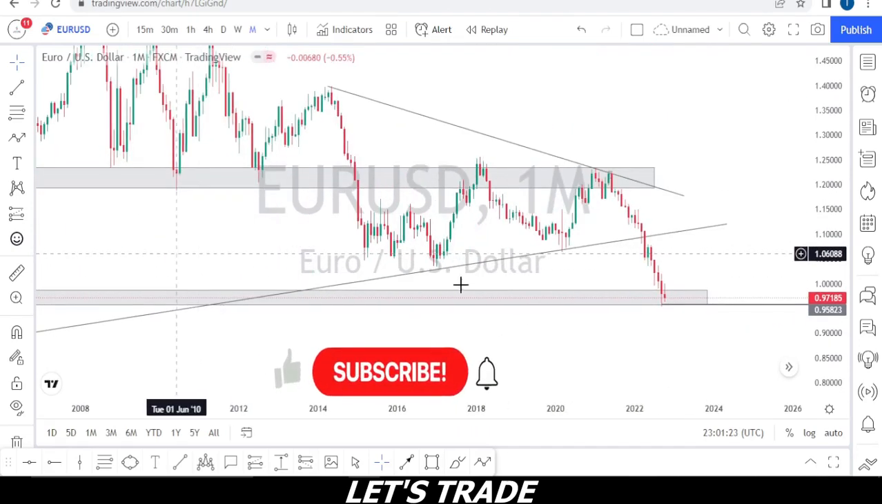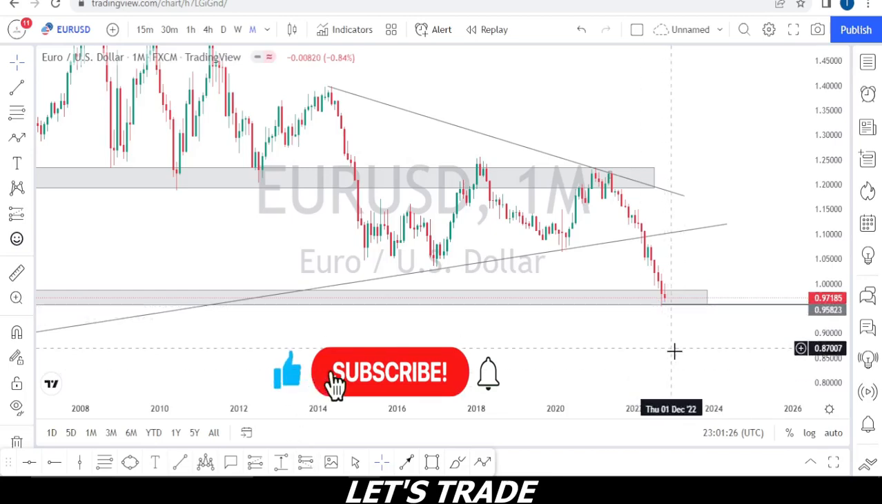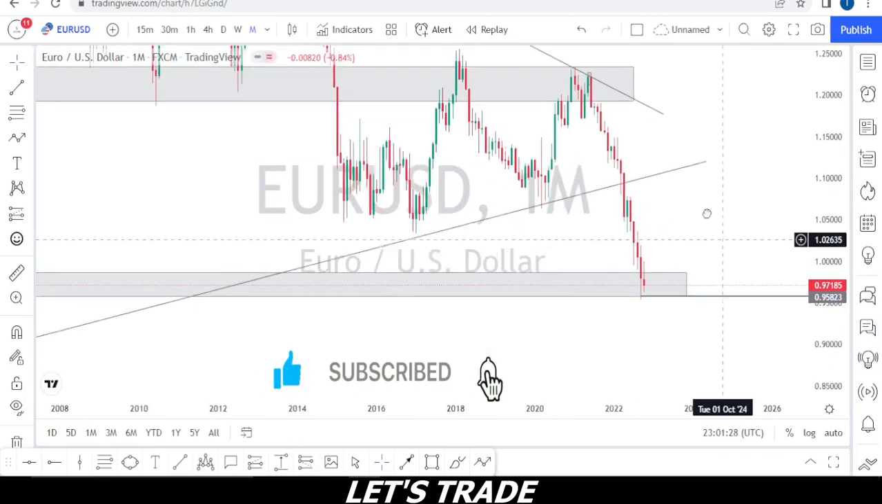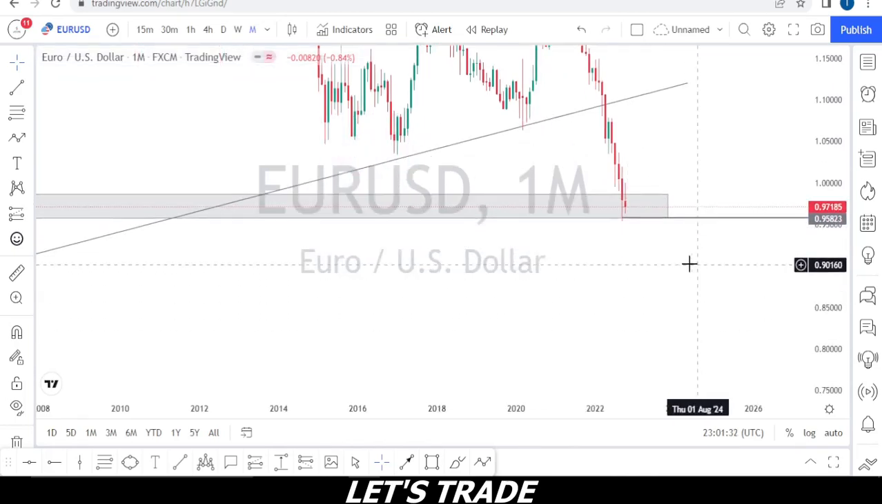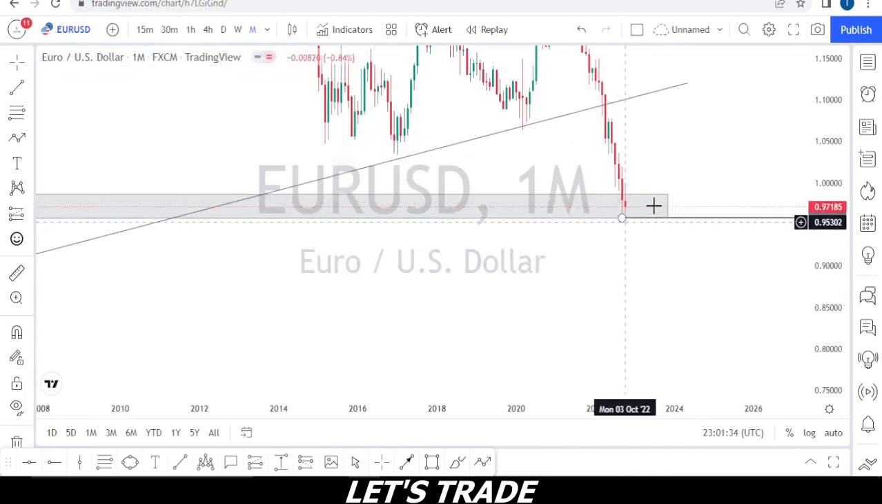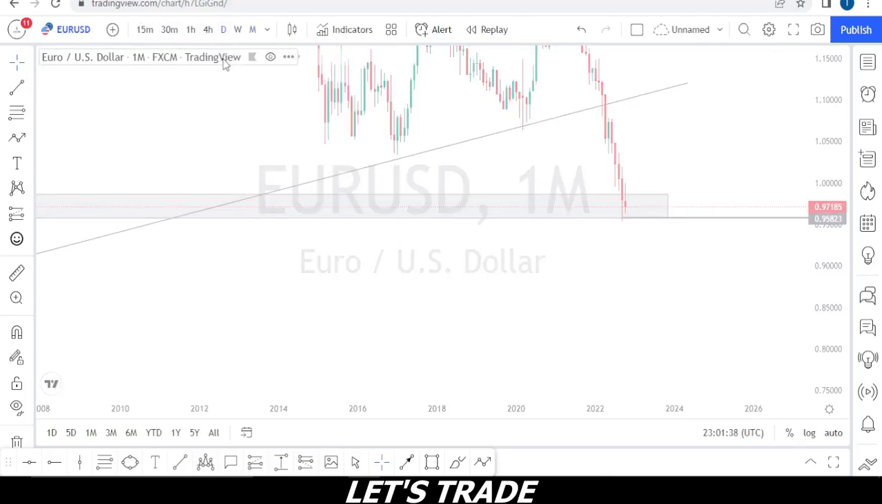All right, now we are back to that zone, so I'm expecting reactions around here, but if we should break below, then we'll expect a pullback before selling. But right now on the monthly time frame, we are trading in a danger zone. All right, let's go to the daily time frame.